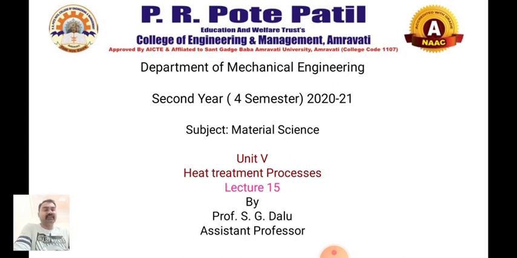Now we have completed the first and second unit, and today we are going to start the fifth unit. The reason is that the part we will have to study in the third and fourth unit depends somewhat upon the fifth unit, that is heat treatment processes. For alloy steel as well as cast iron, to obtain the desired properties, a heat treatment process must be performed. That's why we will study the heat treatment processes in our syllabus first, and then move toward the third and fourth unit.